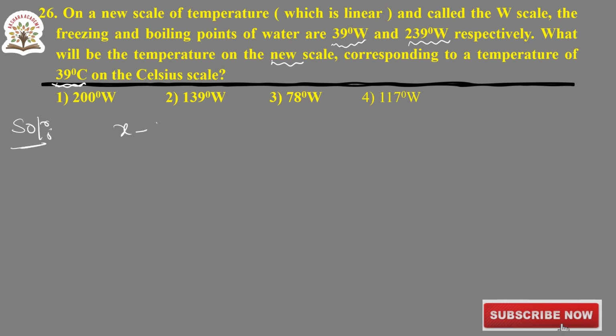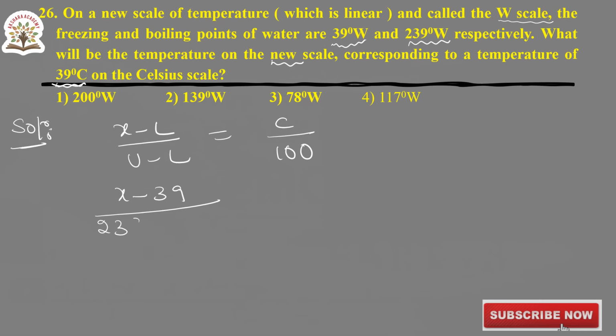Here X minus L by U minus L is equal to C by 100. Here they have given the freezing and boiling points of water as 39 degrees W and 239 degrees W. Here W is the new scale, we are calling it the W scale. So now substituting the values, X minus 39 by 239 minus 39 is equal to C, they have given as 39 degrees centigrade, by 100.